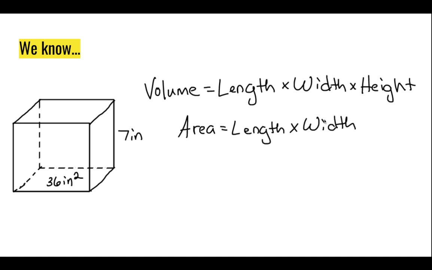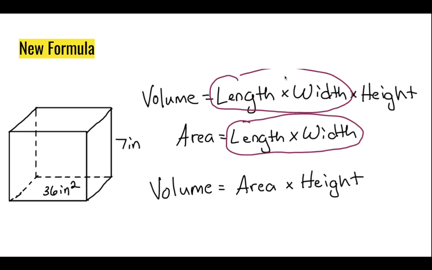We also know the formula for area, which is to do the length times the width. Now this is interesting because length times width also appears in our formula for volume. So what if there was a way we could find volume by doing the area of one side times the height?